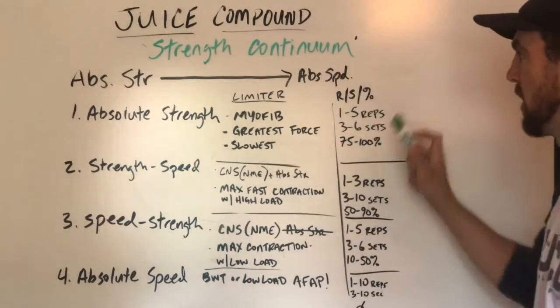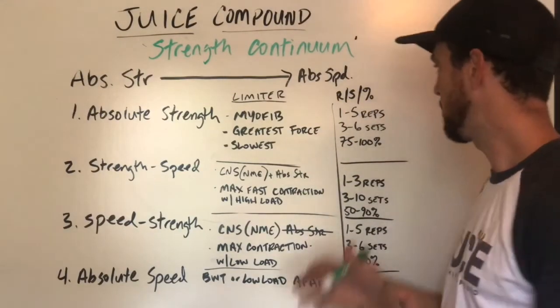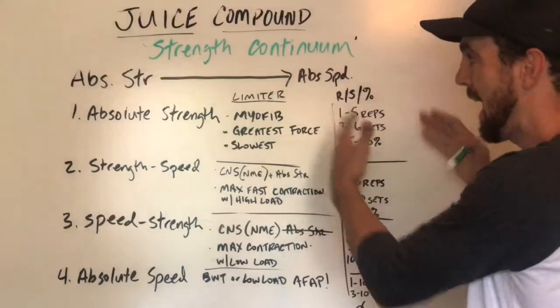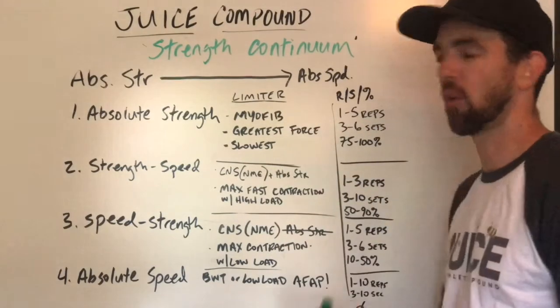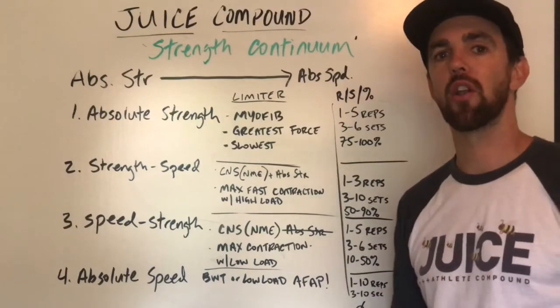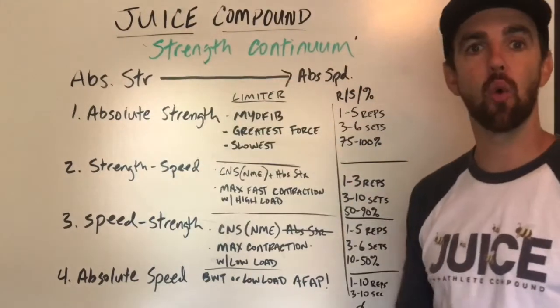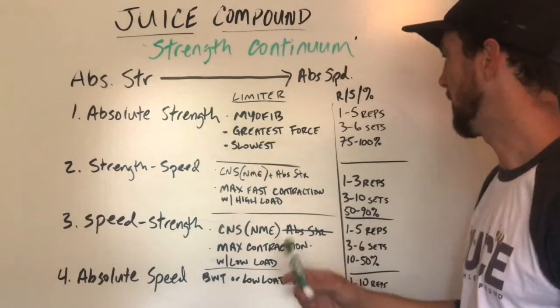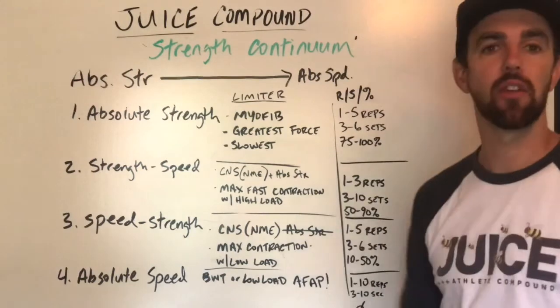Reps, sets, and percentages. Generally, you'll see here, 1 to 5 reps is where we're going to be starting for most of this. More than that, you will get strong from it, but we start to get other types of hypertrophy and more strength endurance. That's going to be our next video, when we go about how to get all these gained qualities and turn them into conditioning. 1 to 5 reps is where we want to stay. 3 to 6 sets is where we're going to be.